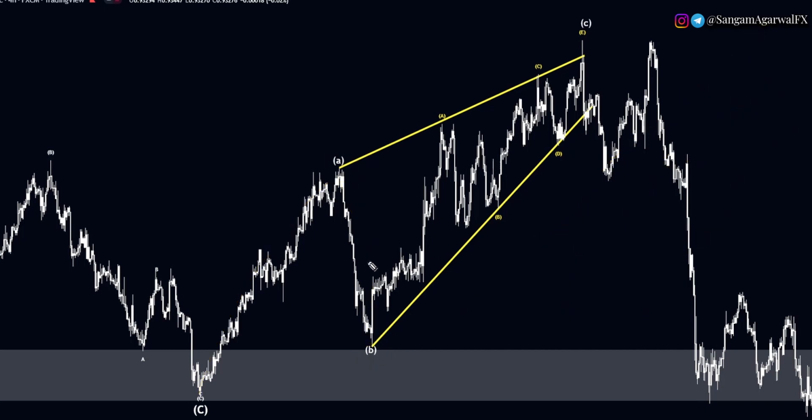So wave counting for the diagonal pattern starts from this low. So this wave does not count in the ending diagonal pattern. So we call it wave A, then correction wave B, then next impulsive wave C, then correction D, then final wave E, or maybe you can call it 1-3-5 wave. And here you have a symmetrical triangle chart pattern. That means a chart pattern inside the chart pattern. Your main chart pattern was the ending diagonal.